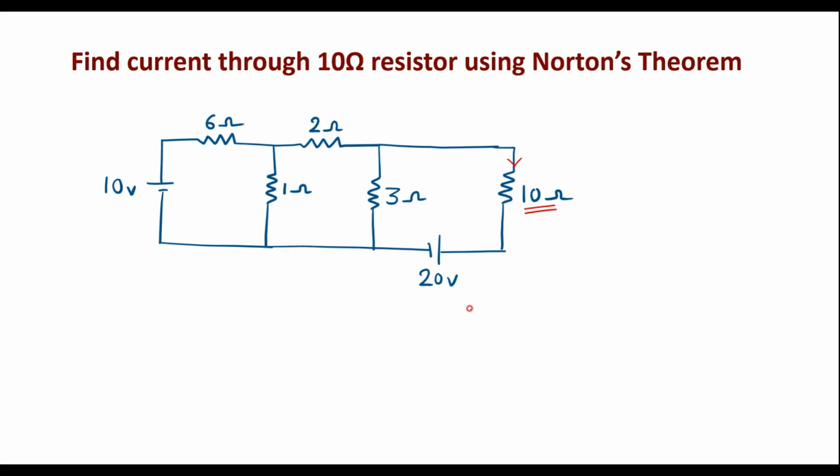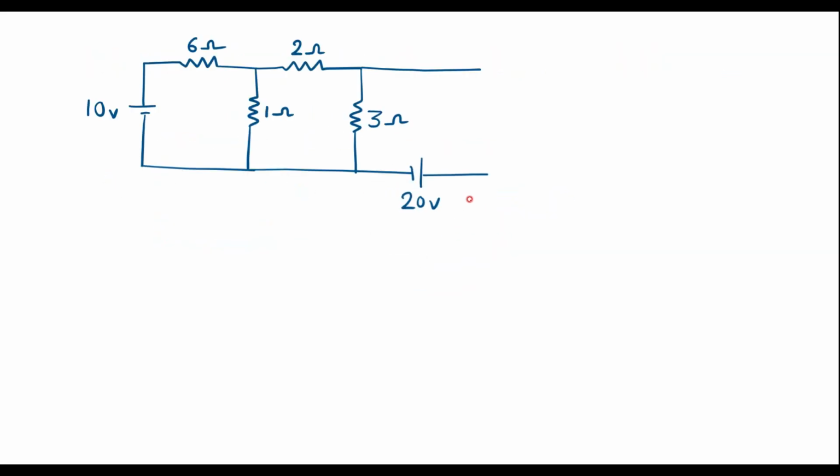As we know, in Norton's theorem, the branch in which current is to be found, first we have to remove that branch. That is, this branch is connected between these two terminals. First we have to remove this 10 ohm resistor from the circuit. It will become open. We have to short it. So I removed that 10 ohm resistor. Now it has become open.